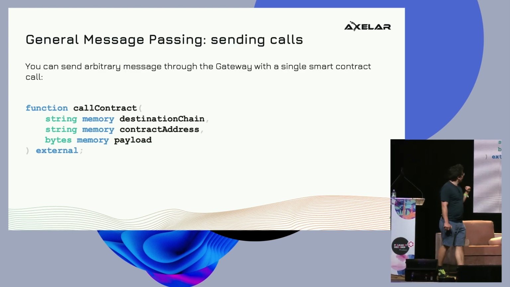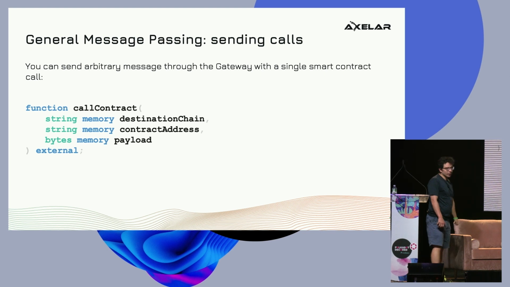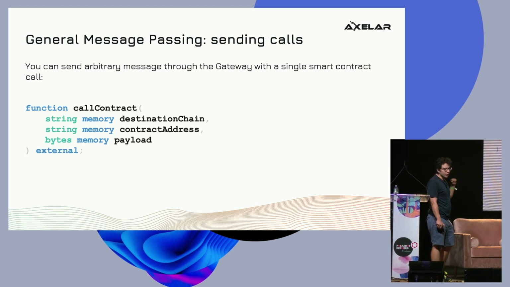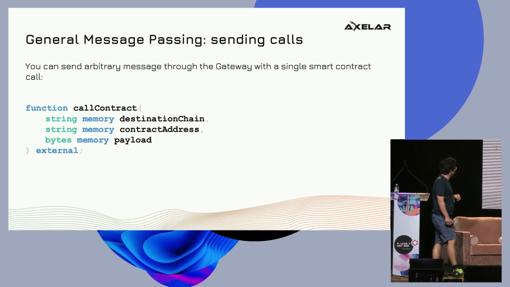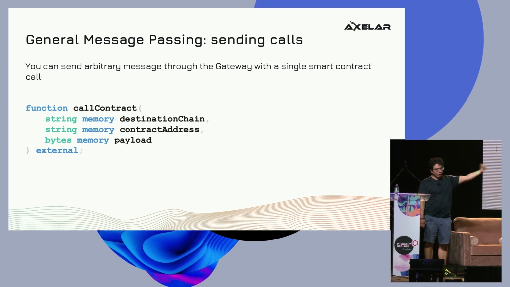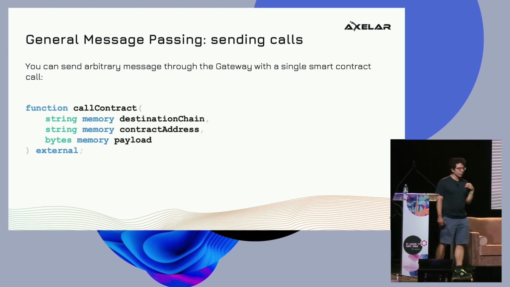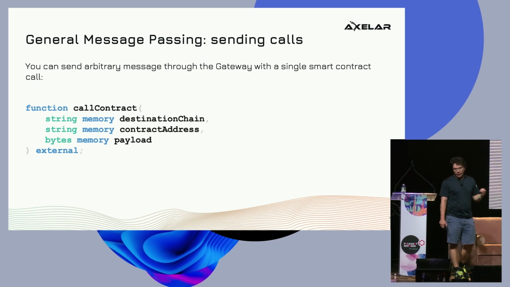This is a very high-level look at how some of the interfaces or contracts actually look. If you want to interact with a gateway, let's say a Solidity gateway, there is a function called CallContract. In this function, you specify a destination chain. You specify the contract that you actually want to call, so it's an address. And then you specify an arbitrary payload. And this payload could be a sequence of instructions. It could be a token transfer, and so on and so forth.